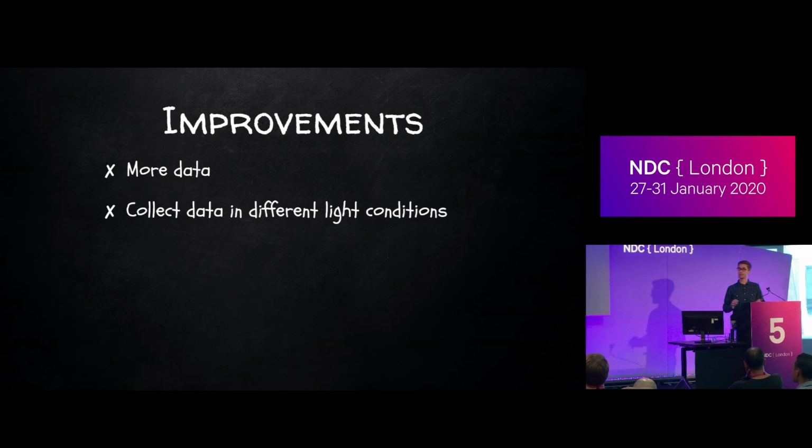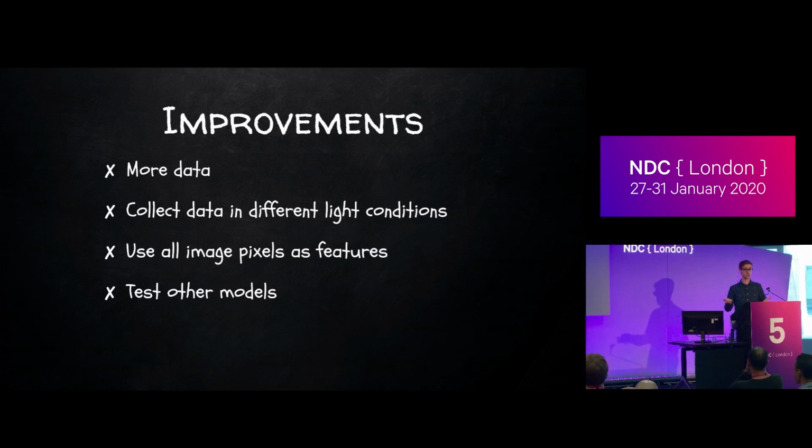Maybe we could try and collect data in different light conditions. Maybe we could even have an ambient light sensor and use the value of that sensor as a feature. Maybe we could use more pixels as features. Maybe that would make the model better. We could also test other models, for example, a neural network or something like that. And along with the first point, if we could collect data faster, then in the 20 minutes we would get more data.